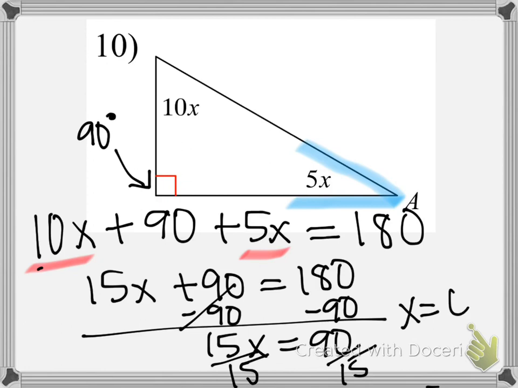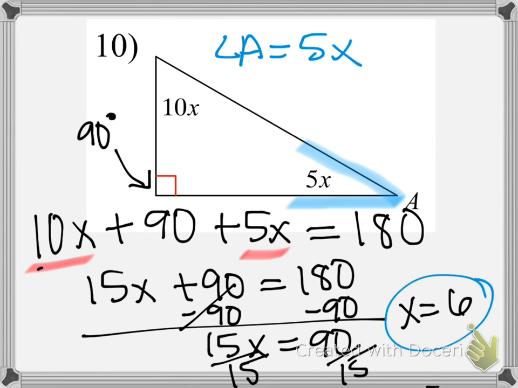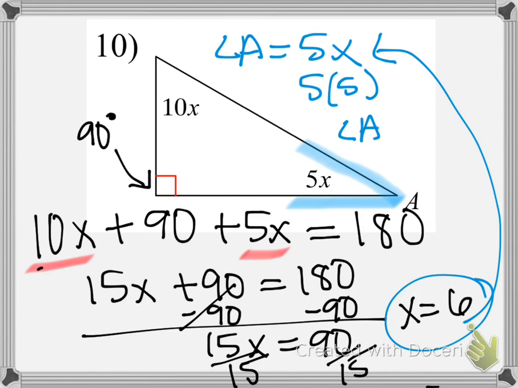With 6. Okay. And so remember, once again, it's not asking us to find x, it's asking us to find the angle A. And so here, angle A equals 5x. So here, we're going to plug in the 6 into x, and so we're going to get 5 times 5, which leaves us with 25. So angle A is equal to 25 degrees.